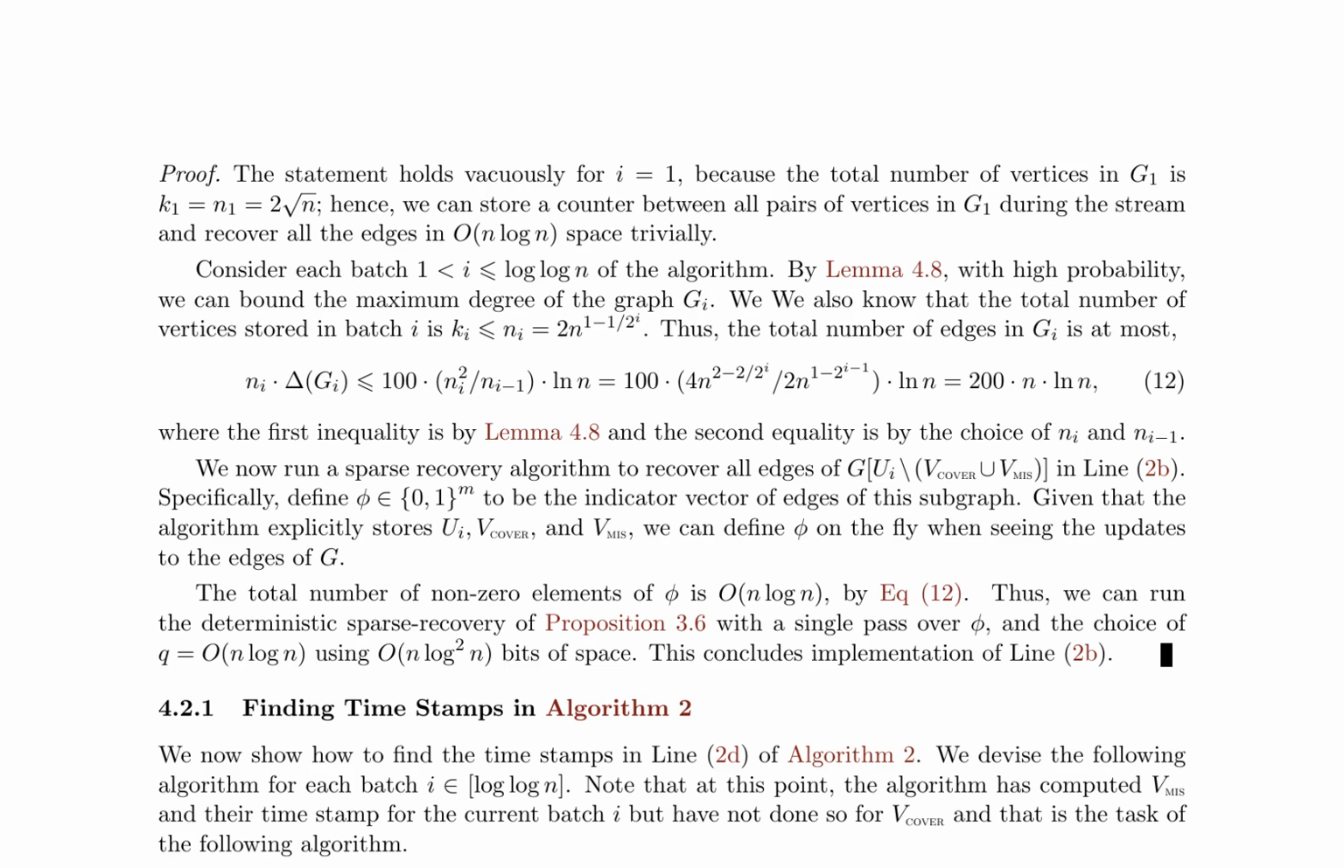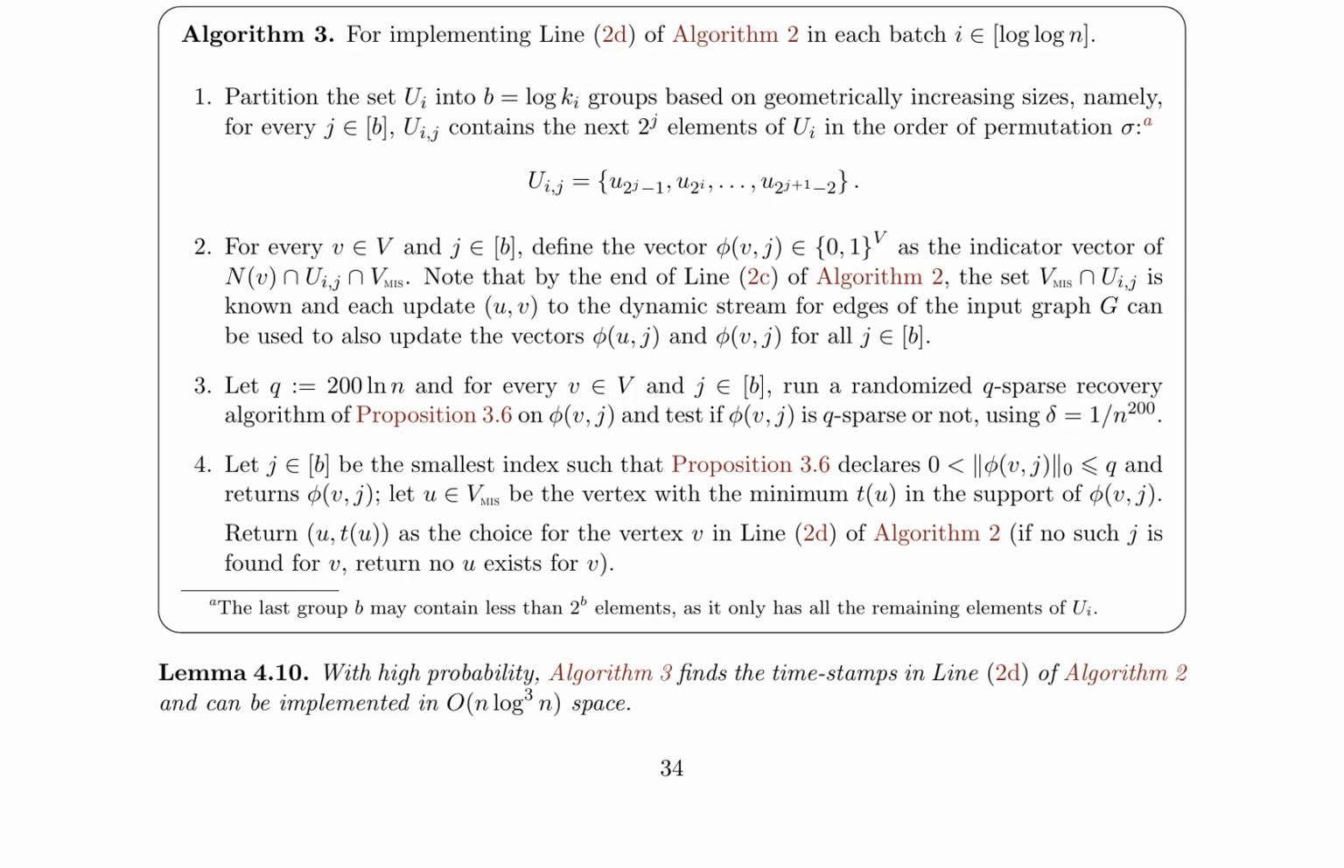A key component of the algorithm is the recovery of all edges of G, UI, V cover union V Ms, in line 2b, using a sparse recovery algorithm. The total number of non-zero elements of the indicator vector phi is O(n log n), enabling the use of a deterministic sparse recovery algorithm with a single pass over phi, utilizing O(n log^2 n) bits of space.